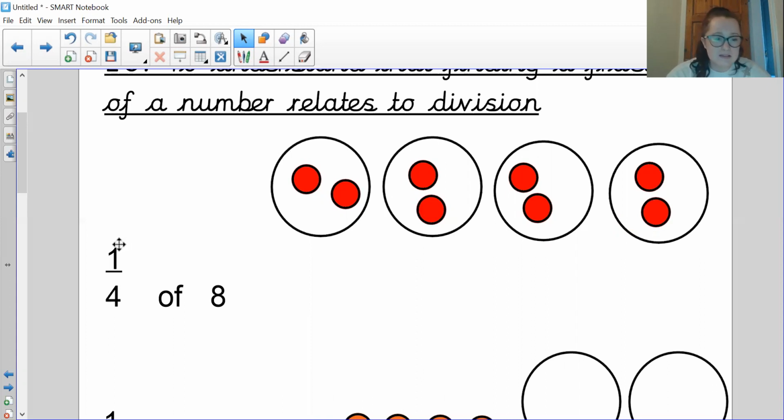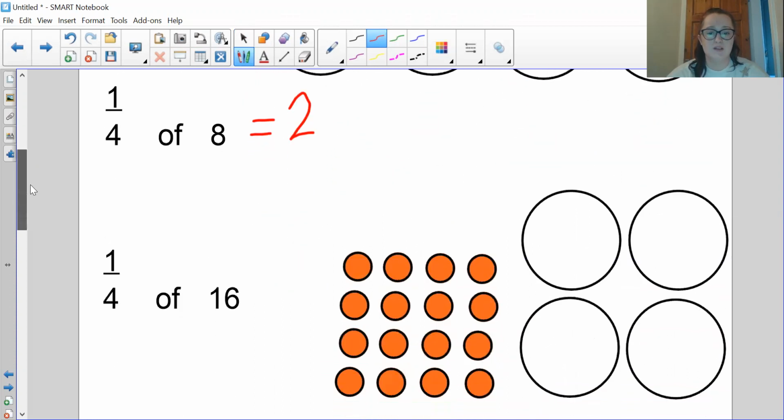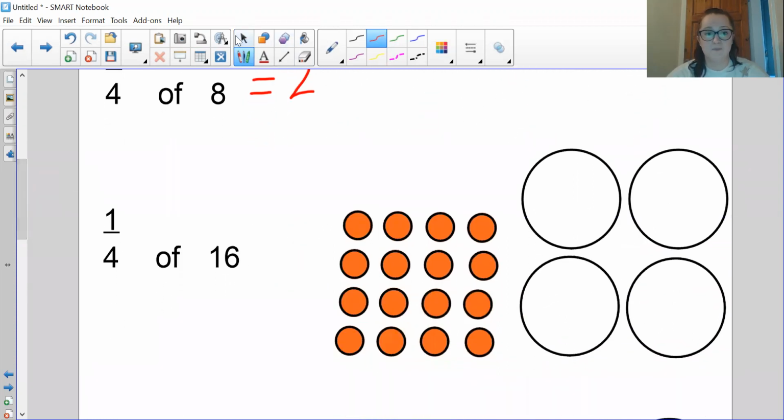So it's asking for 1/4 of 8. There are 8 counters there that we already looked at, and we split them up into a quarter. So how many is in 1/4 here? How many do you think, Year 3? If you said 2, you are absolutely correct. So 1/4 of 8 is 2. Well done, superstars.